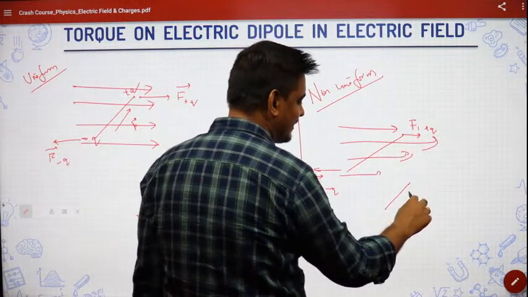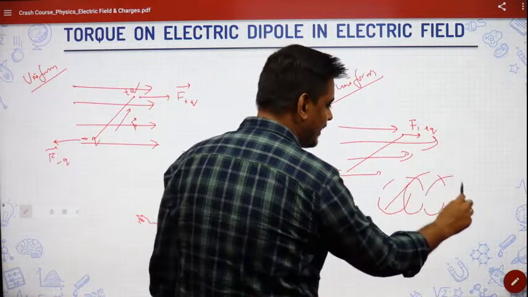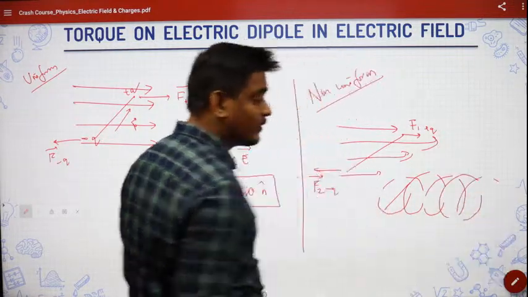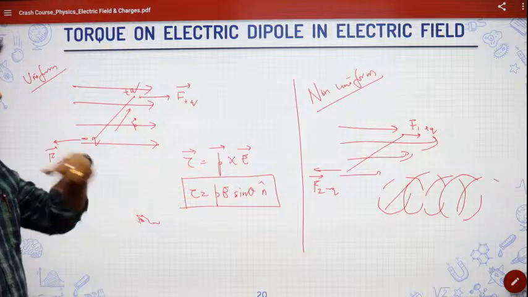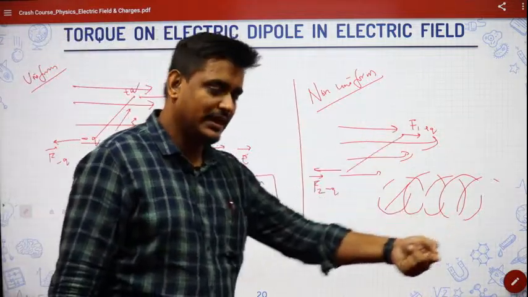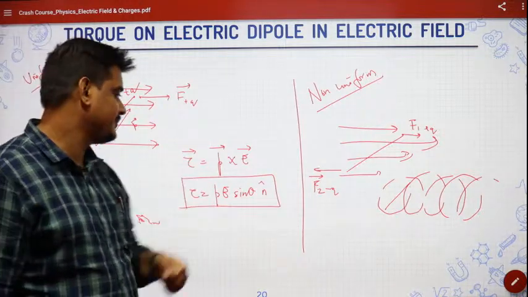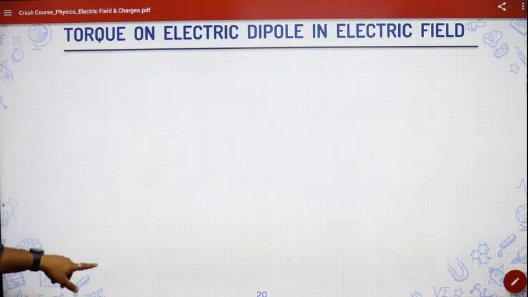So this dipole will start moving. You can imagine something like this, it keeps on moving and going forward. You can expect a question from here also. In a non-uniform electric field, it will rotate and move, but in the case of a uniform electric field, it will just rotate, it won't move. Let us go to the next part.